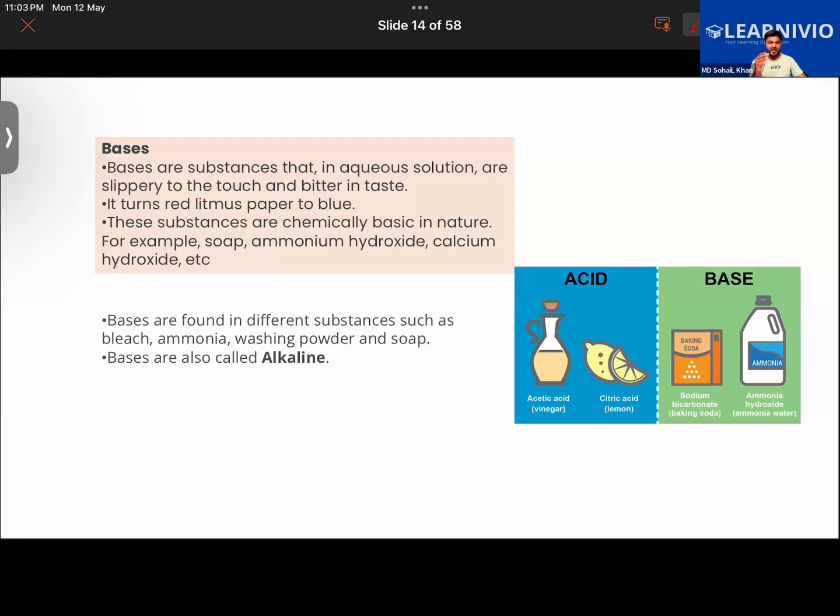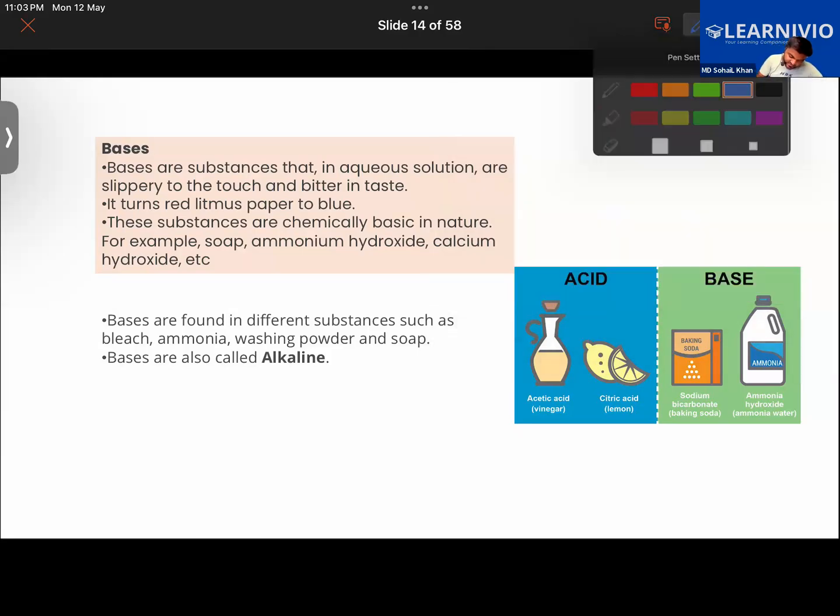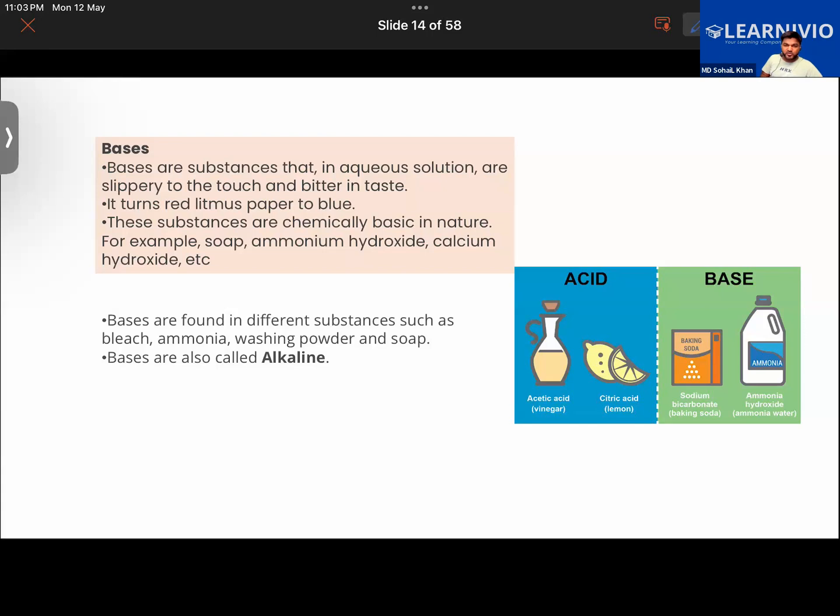They are chemically basically opposites of acids. Bases are substances that in their aqueous solution. What does aqueous solution mean? It means that water should be present in it.